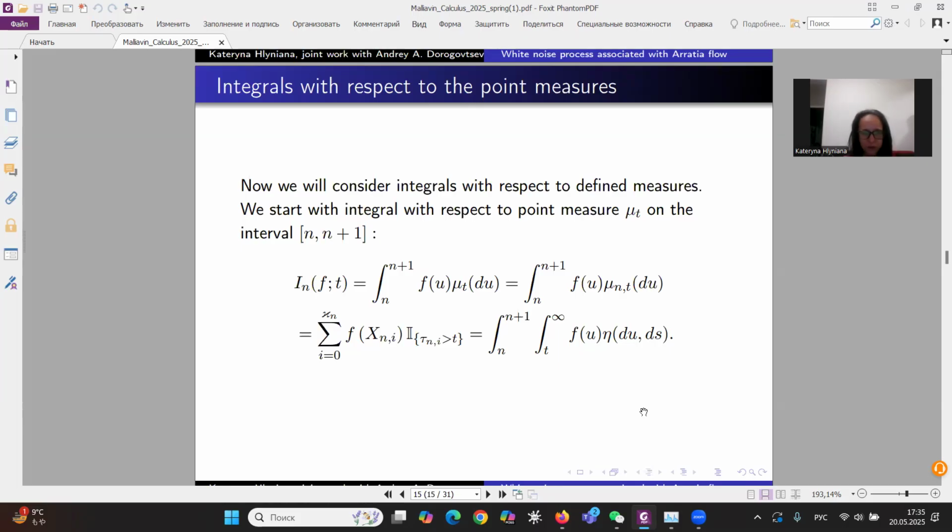So what we did for the measurement that fixed the location of points at time t, we can consider such integrals. And here I want to note that we can rewrite this integral using the measure that counts also just states of death. So in this case, in our simple example it is very easy because our points do not move, but in the Arratia flow, of course, we need to take into account that after death they will move.